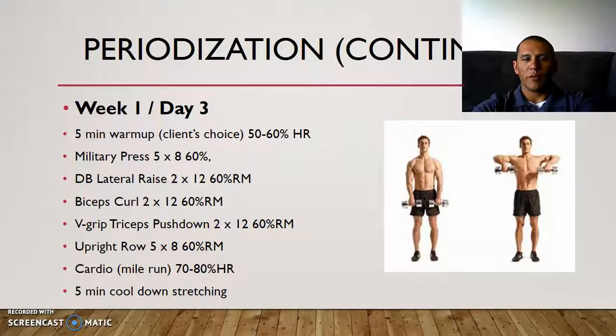And then day 3 would be a 5-minute warm-up. Let the client choose, keeping it fresh and exciting for him. And then we hit the shoulders and arms with the military press, 5 sets of 8 at 60%. Dumbbell lateral raise, 2 sets of 12, 60%. Biceps curl, the triceps push down, upright row, and then ending with the mile run and a 5-minute cool down. So those are the 3 workouts per week that my client was performing.